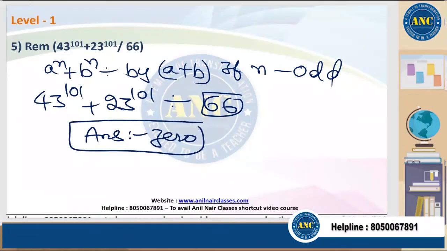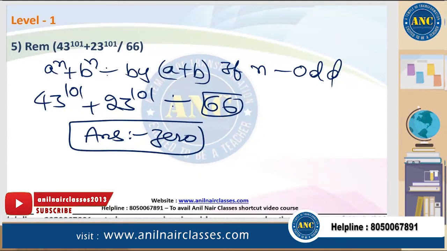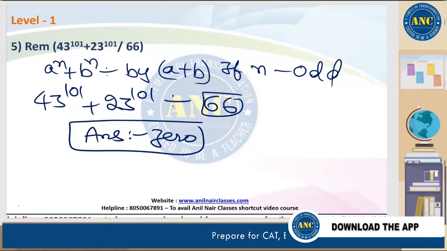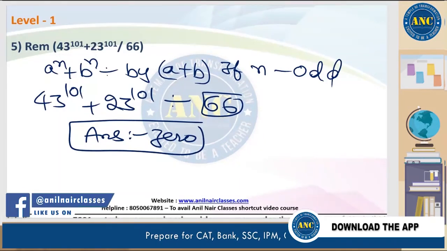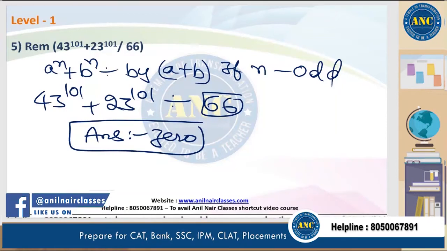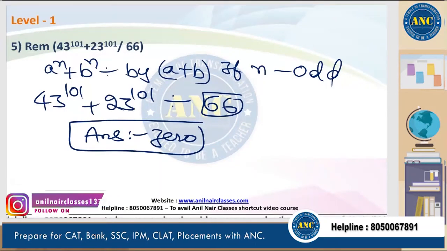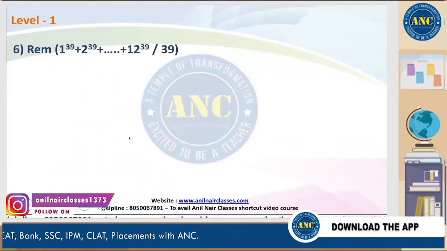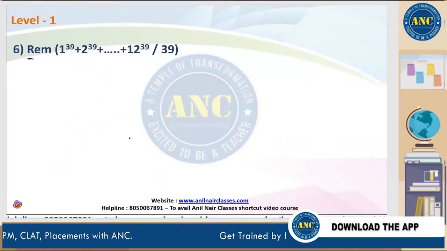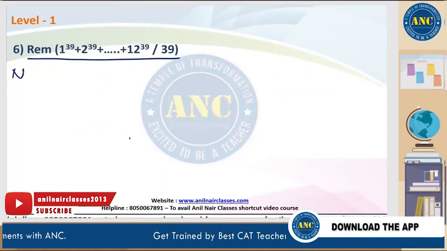Level 1, level 2, level 3. Three kinds of levels. Slowly from the basics, I will take you to the advanced level. I hope the fifth one is clear. Now comes the sixth one. Please write down a very, very important note to solve this question.